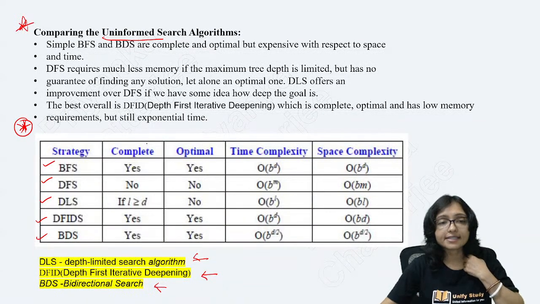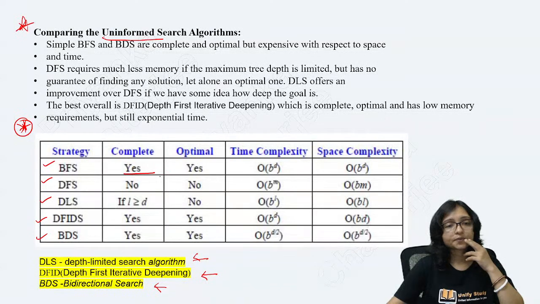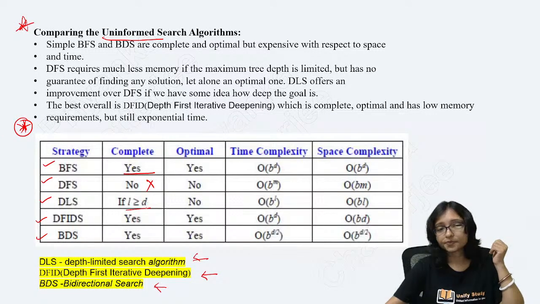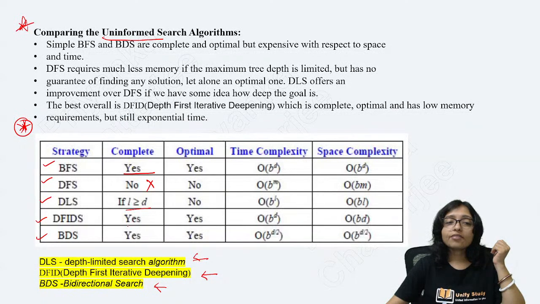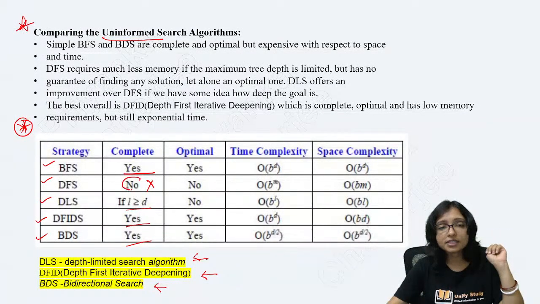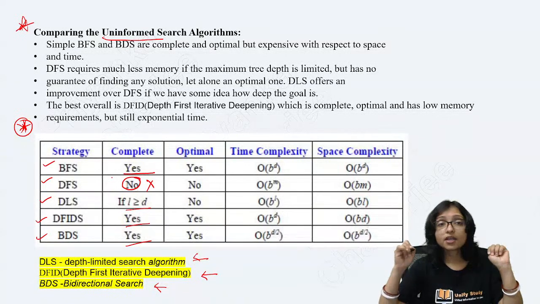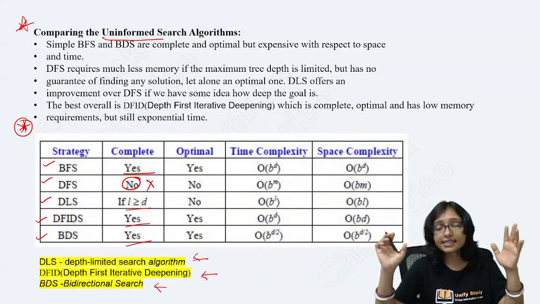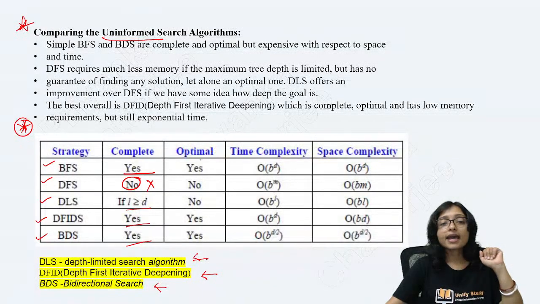Completeness: BFS is complete. DFS is not complete. DLS is complete if L is greater than or equal to D. DFIDS is also complete. BDS is also complete. So which one is not complete? Only DFS is not complete. When we should say it is complete or not, I am coming to that. Here BFS is optimal. DFS is not optimal. DLS is not optimal. This is optimal, and this is also optimal.